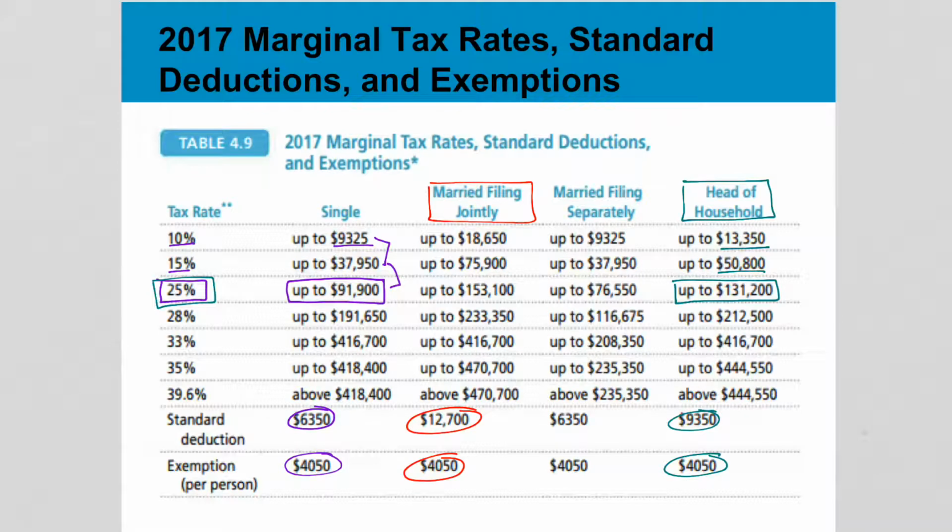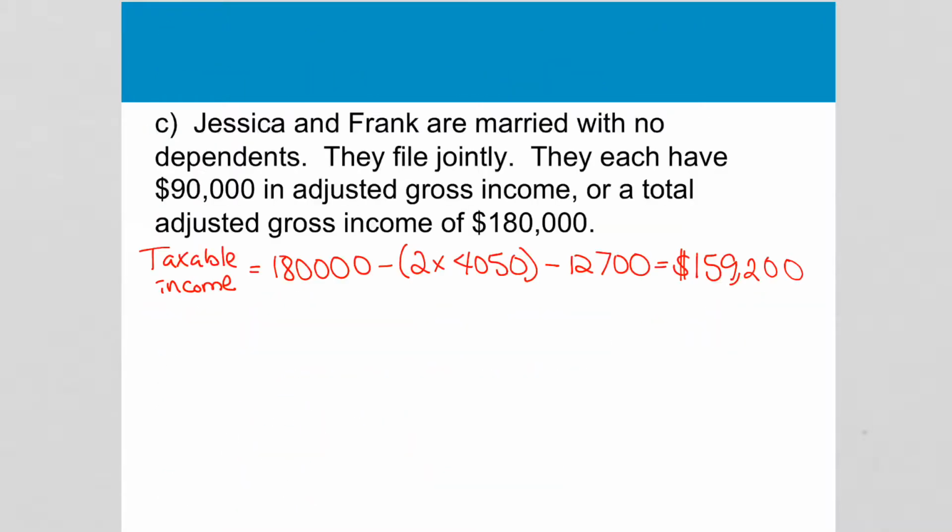That puts them over this one, because it's 153. So puts them in the 28% tax bracket. So we're going to do the same process again using these numbers, but I'm not going to switch back and forth. When you're doing this, I'd have that table in front of you. Make it a lot easier.